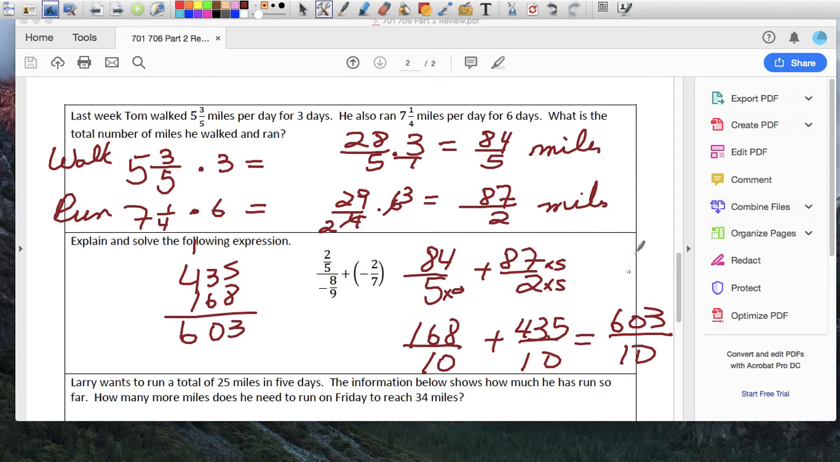If I change this to a mixed number, 10 goes into 543 54 times, because 10 times 54 is 540. I'm going to have 3 left over over 10. I can leave that. So in total, Tom ran and walked 54 3/10 miles. Okay, in total. And this is all the work you should show.